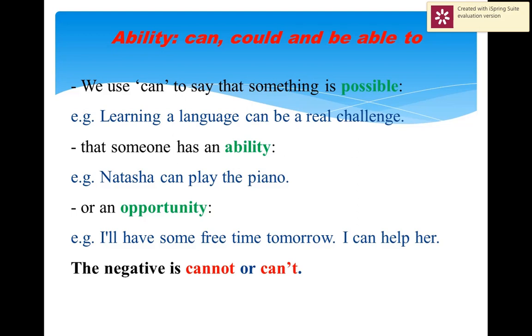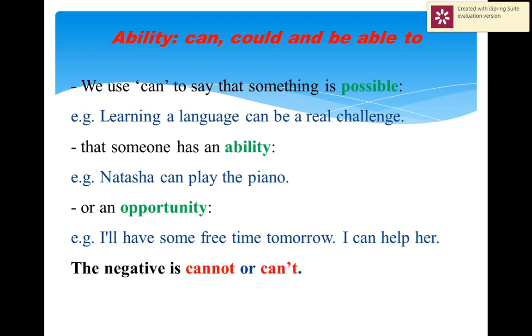So, the first use was possibility, it means احتمالية. We can also use can to say that someone has an ability, أنه شخص ما لديه القدرة، أو ممكن أكو فرصة بالموضوع. Chance.